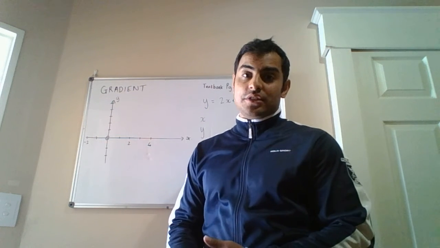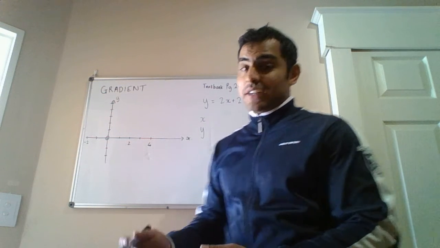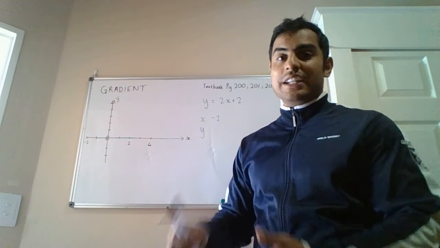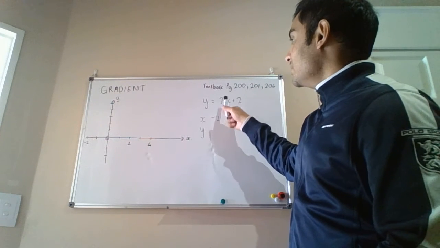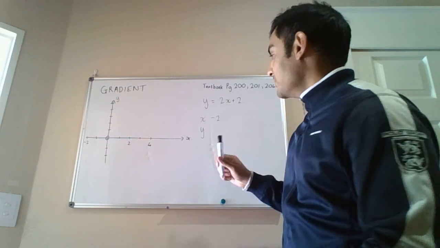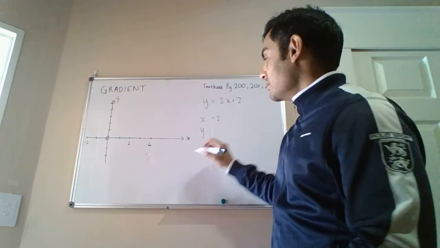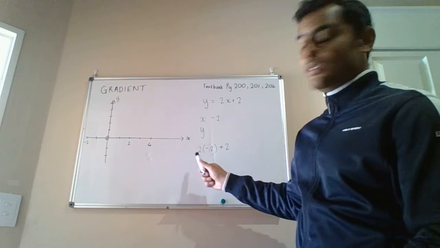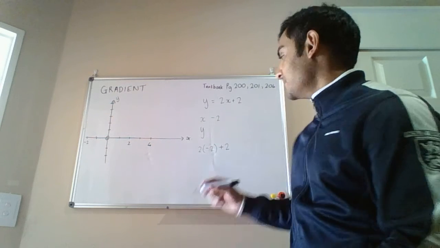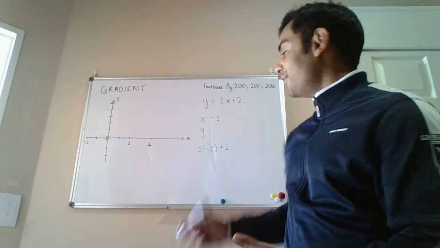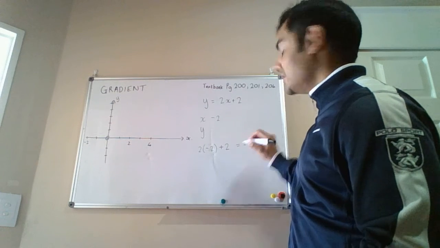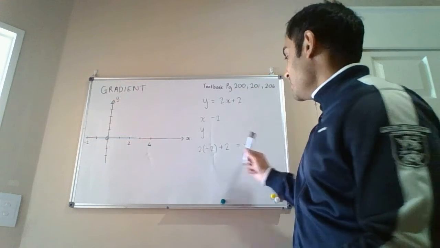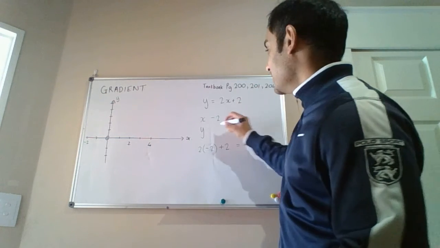Starting off, let's use an x input value of -2. Our equation, our recipe, tells us we must do 2 times x plus 2. So if our input is -2, we need to do 2 times -2 plus 2. 2 times -2 is -4, plus 2 is -2. So in other words, for an x input value of -2, we get a y output value of -2.